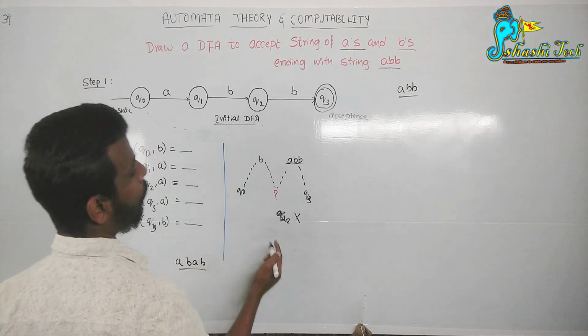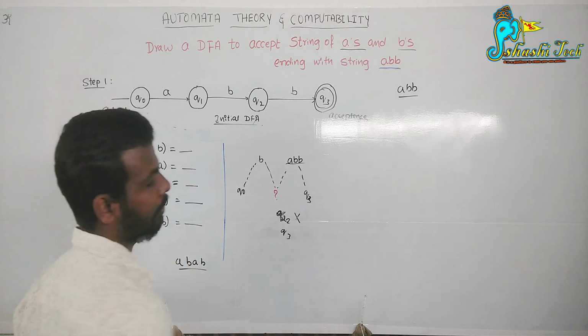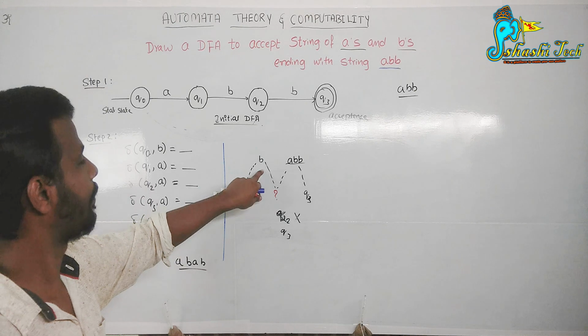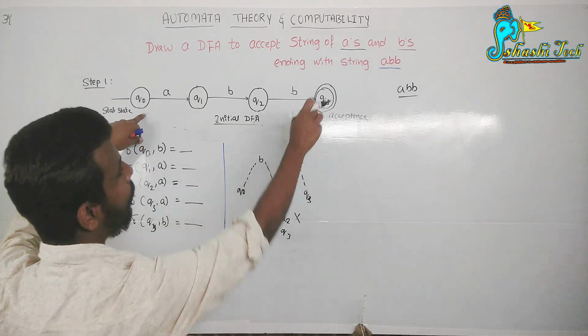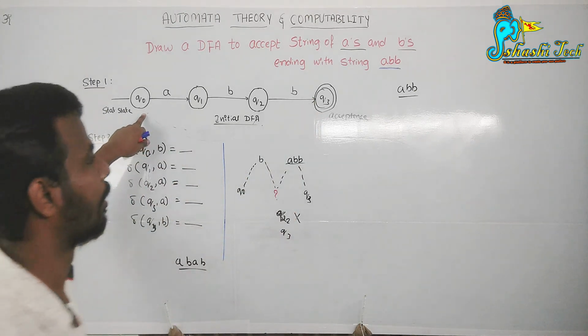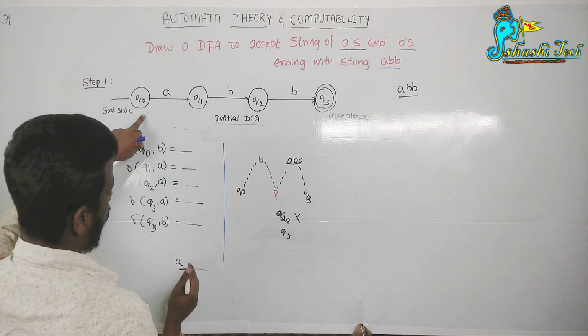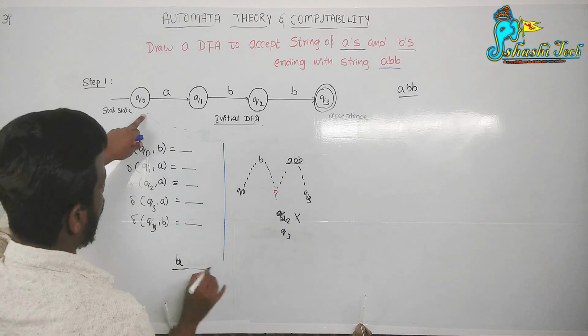Q1 also gone. Q2 also gone. Remaining Q3. If I write Q3 here, is this the correct way? Q0 upon accepting B directly jumps to Q3. Suppose I give a string like this, B.